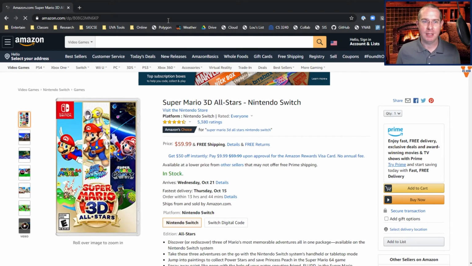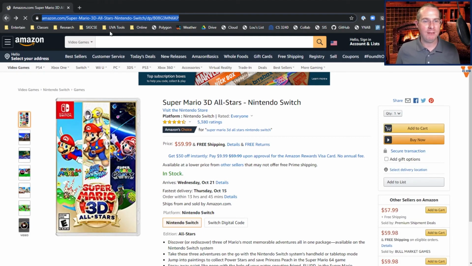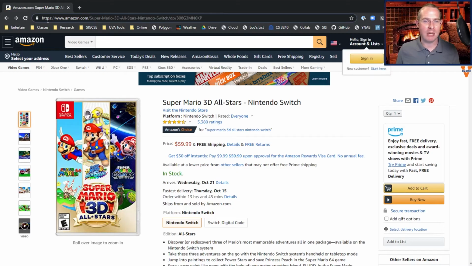Still loads. Because what it's looking for here is actually this product. That's the product identifier. That's where it needs to go. That's the thing it's actually trying to load. The previous URL, when I bookmark this now, it says amazon.com/Super Mario 3D All-Stars.